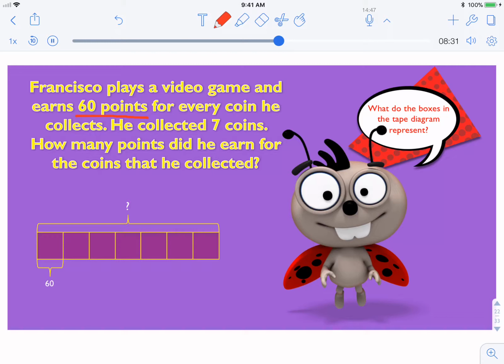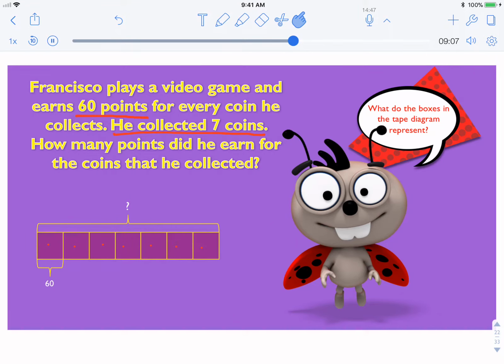Now, he collected 7 coins. How many points did he earn in total for the coins that he collected? So, we have 7 boxes because we have 7 coins. How am I going to figure out each box equals 60? Because for every coin, he gets 60. He collected 7 coins, so every single one of these boxes equals 60.